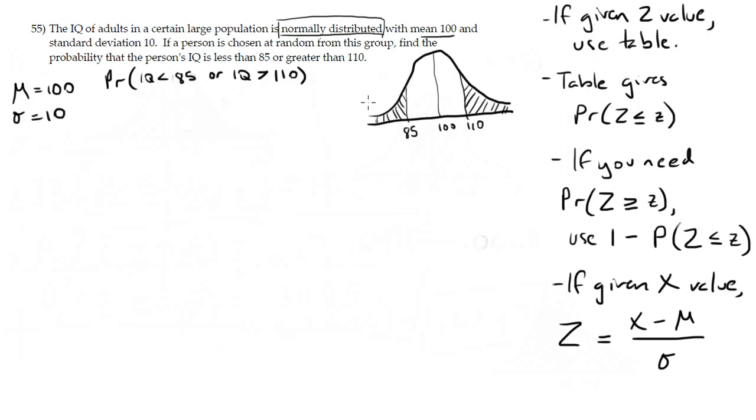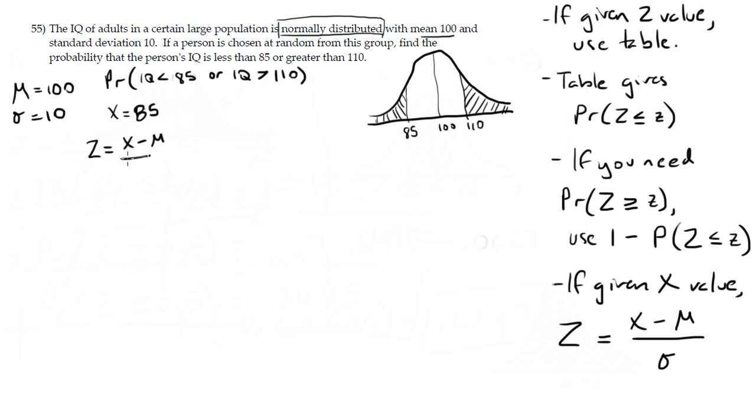So we want these two distinctly different areas here. The first one, less than 85, once we convert these x values to z values, the table will give me this. For this value, I need to subtract from 1 to get that probability there. So first, let's do x value equals 85, sorry. Let's find the associated z value.